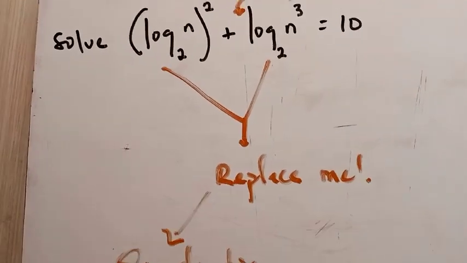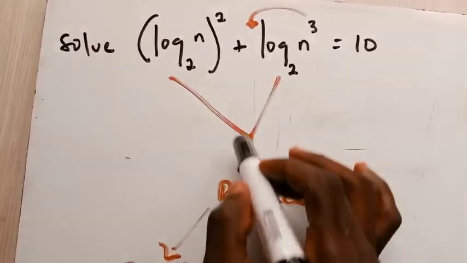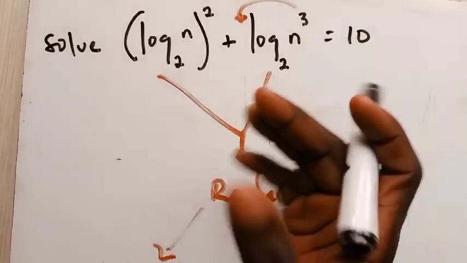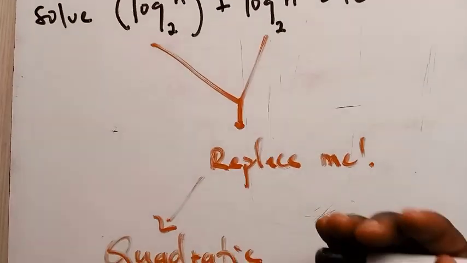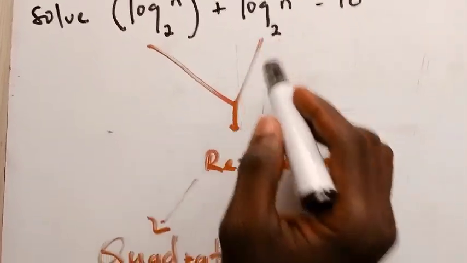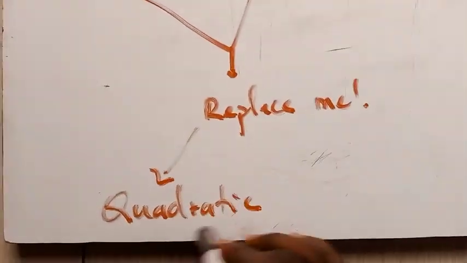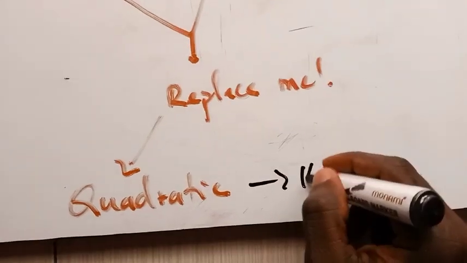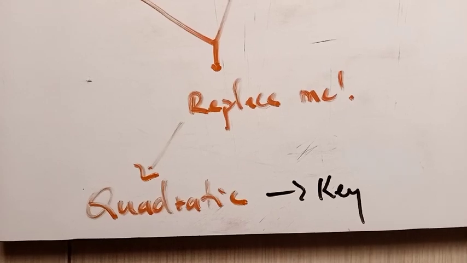So the key here is that your first step is to find ways and means to replace these logarithm issues. In some cases that may be difficult to solve. So what will happen if I can replace this with something that we already know? After replacing, you should head towards a quadratic equation. This is the key here. You must know how to solve a quadratic equation.